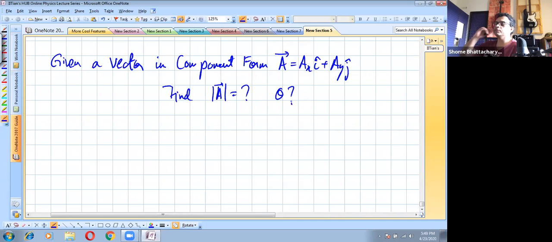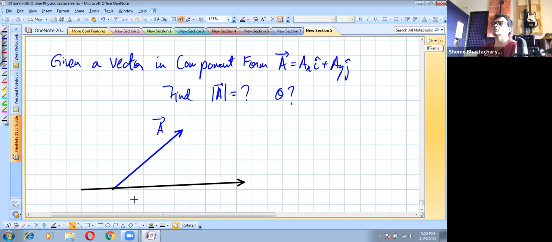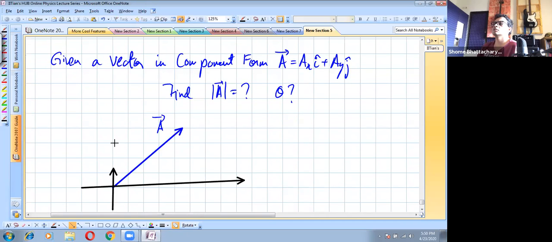So this is the reverse of what we've just done earlier. Earlier we saw that we know mod A and we know theta, so AX becomes A cos theta and AY becomes A sin theta. This is just the reverse of that, and as you must have guessed, it's pretty simple. If this is your vector A with respect to your coordinate frame, say like this.